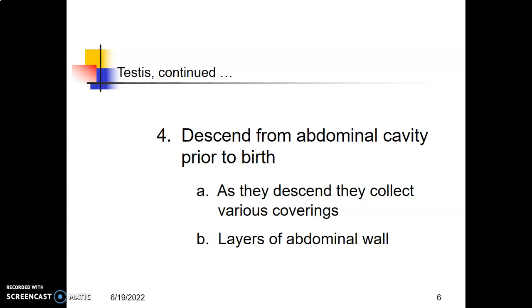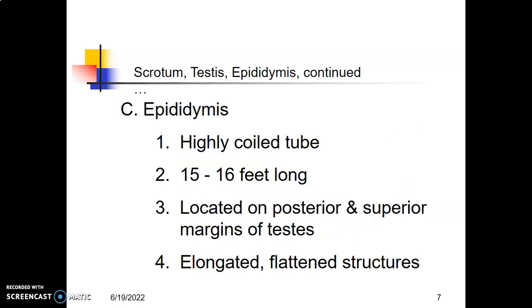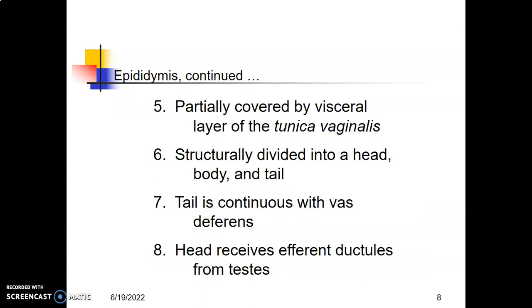The epididymis is a highly coiled tube. It is 15 to 16 feet long, and it lies along the posterior superior margin of the testis. The epididymis at the posterior superior margin of the testis is elongated and flattened. This epididymis is usually covered by tunica vaginalis, and the tunica vaginalis is a visceral layer.